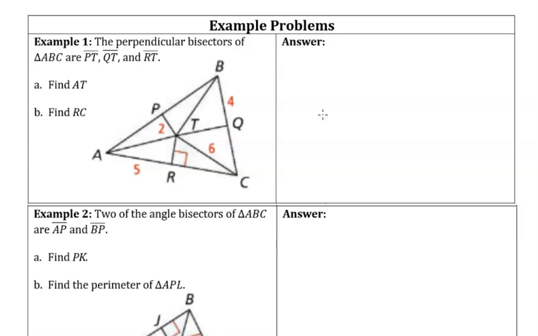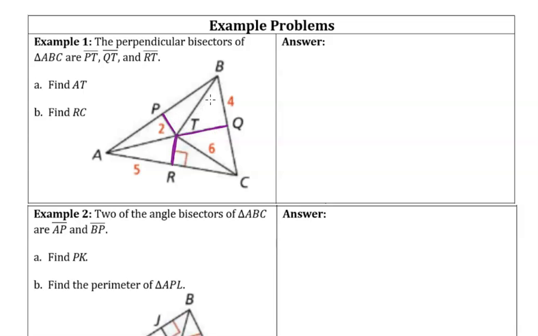Okay, so let's take a look at a few example problems that deal with bisectors and triangles, perpendicular bisectors, and angle bisectors, and the ideas of those things being concurrent or intersecting at the same place. So in the first example, it says the perpendicular bisectors of triangle ABC are segment PT, segment QT, and segment RT. Let me just highlight these as I label them out. So those three objects there are our perpendicular bisectors.